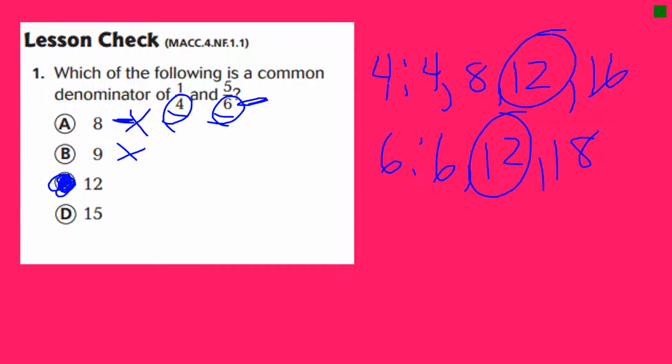Okay, and then let's just look at 15. No, 15. 4 times nothing's 15. 6 times nothing's 15. Okay? All right, good job.